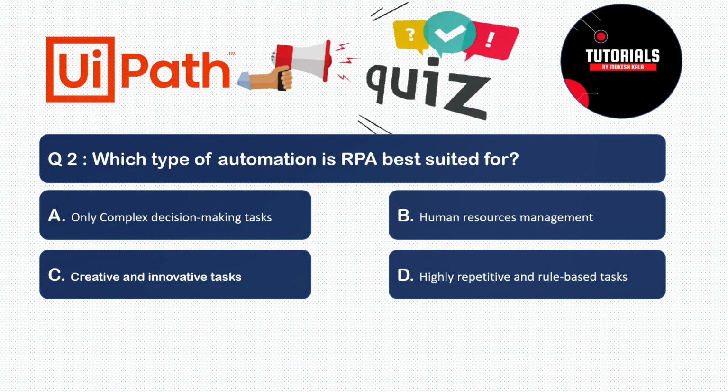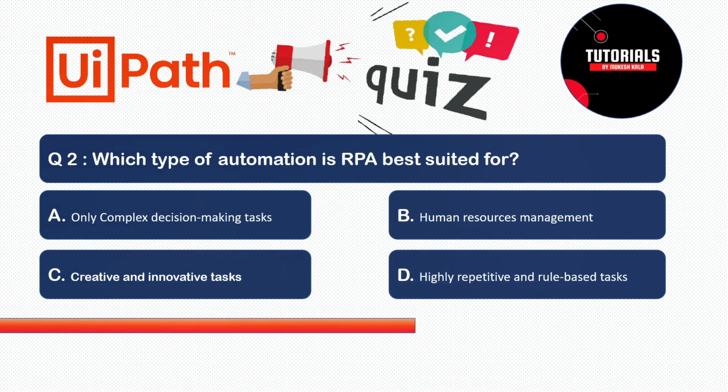Okay, now this is the second question. Which type of automation is RPA best suited for? So I have different kinds of processes which are available. Which kind of automation is RPA best suited for? Option A, only complex decision making task, option B, human resource management, HR, option C, creative and innovative task, or option D, highly repetitive and rule based task. RPA is best suited for. Okay, you have 5 seconds now.